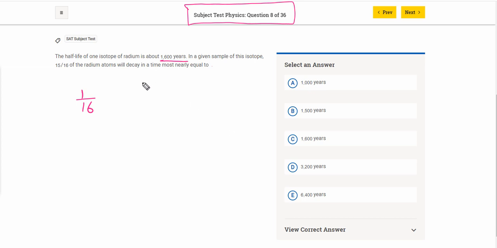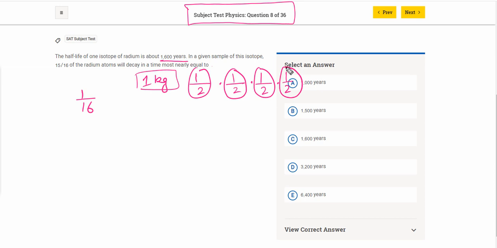Alright, so let's suppose we have 1 kilogram of radium initially. After 1600 years the radium that will be left would be 1/2. After another 1600 years there will be 1/4. After another 1600 years there will be 1/8, and after another 1600 years that will be 1/16. So 1600 years, 1600 years, 1600 years, and 1600 years. So the total time it will take is 4 times 1600.